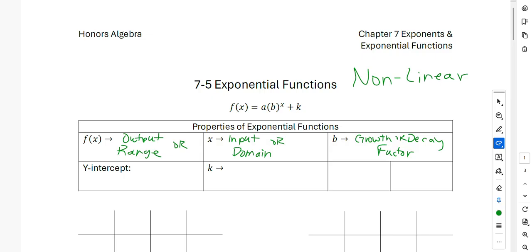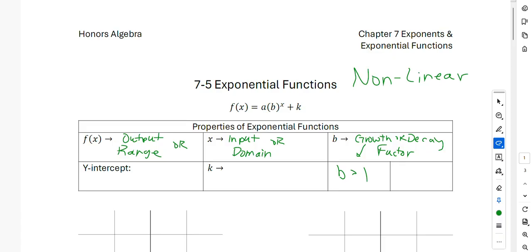But how do we tell if something is growing or if something is decaying? It is exponential growth when the b is bigger than 1. Okay? Think about inflation as a great example of that. When b is bigger than 1, the values are growing. They're getting bigger.